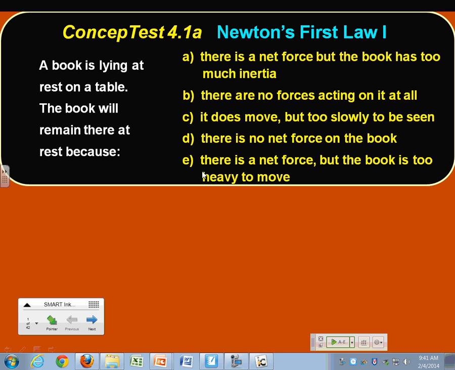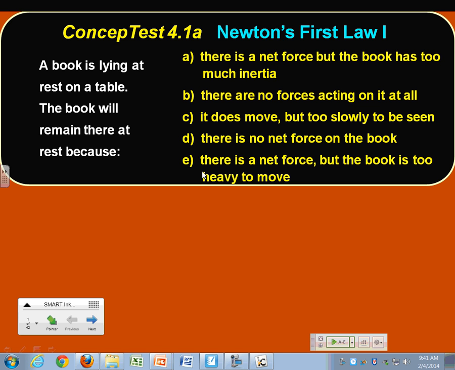The book will remain there at rest because which of these? There's a net force, but the book has too much inertia. Now, Newton's second law says that if there's a non-zero net force, then it's going to do what? Remember, the second law is the law of acceleration. So if there is a non-zero net force, it has to accelerate.